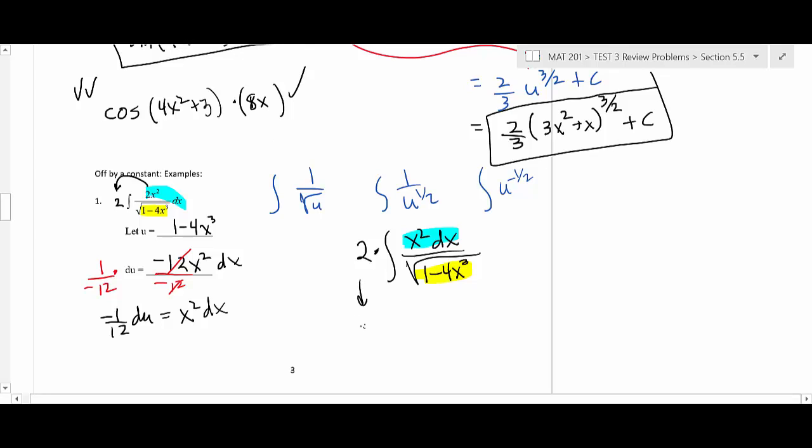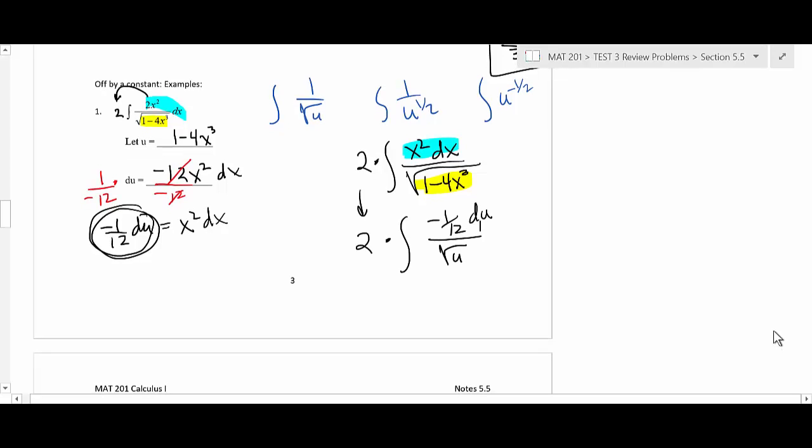So the 2 comes down. That came out of the original problem. Okay? U is what I got highlighted in yellow, so that's square root of u. X squared dx is this thing right there. Okay, so that just becomes negative 1/12 du. Everything's accounted for, and we're down to a point where we have an integral we can do, see.